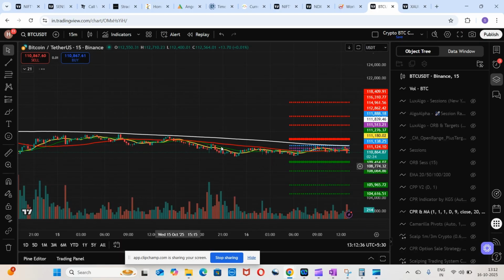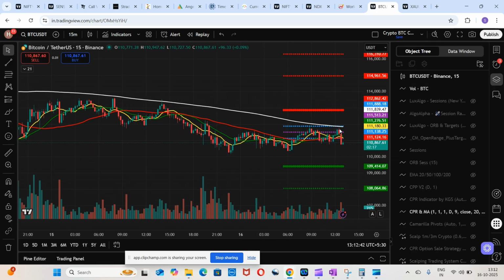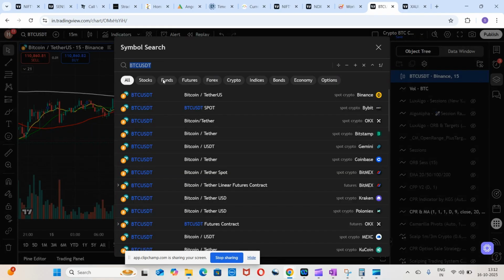So 15 minutes one. Yeah, you'll enter when 9:20. Okay, so when the 9 EMA crosses the 20 EMA, you'll enter and you'll exit when the reverse happens. Okay. So it's giving profit in Bitcoin Tether US also. It works on Ethereum also.